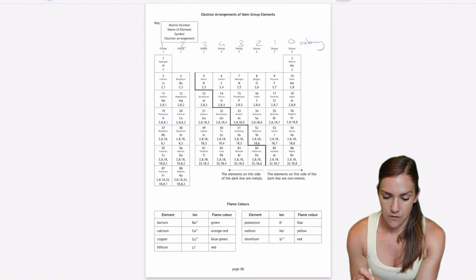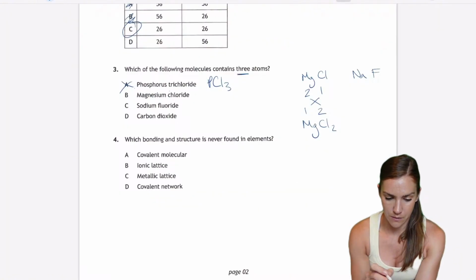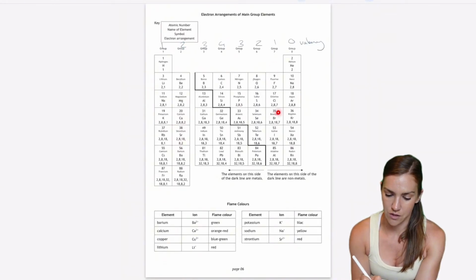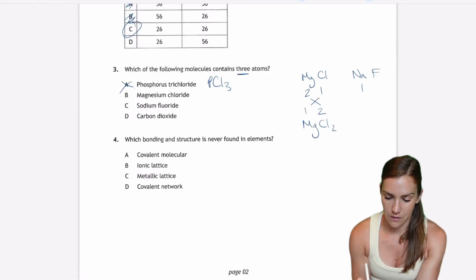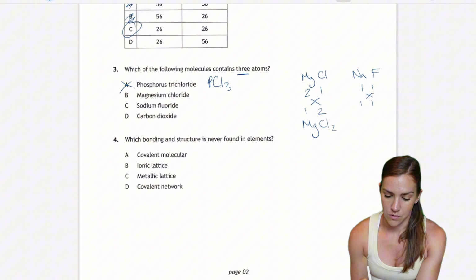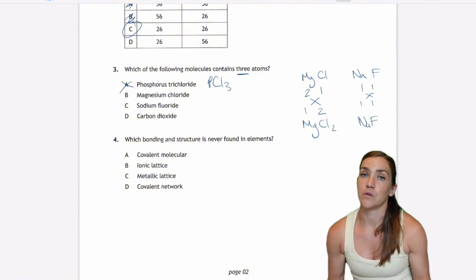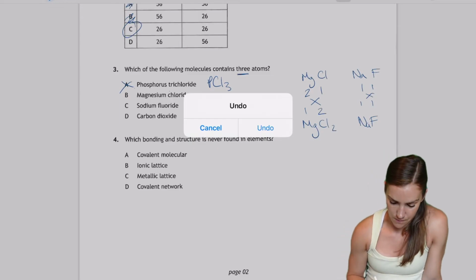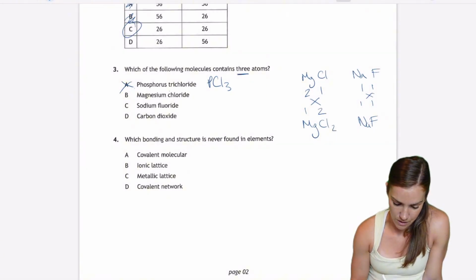So the valency for sodium, it's in group 1, so its valency will be 1, and we already know that fluorine's also a halogen in group 7, so that would also have a valency of 1. Which means that swapping them obviously is making no difference, so we have Na and F. So if that was a molecule, that would only have 2 atoms, which is not what we're looking for here, so it's definitely not going to be C.